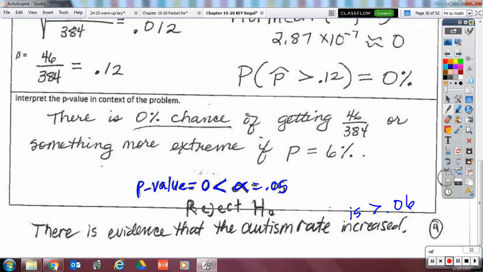Yes, the p-value is this percent. It's that probability of getting that sample or something more extreme. Okay, so let's do that again. Here we go. Next problem.